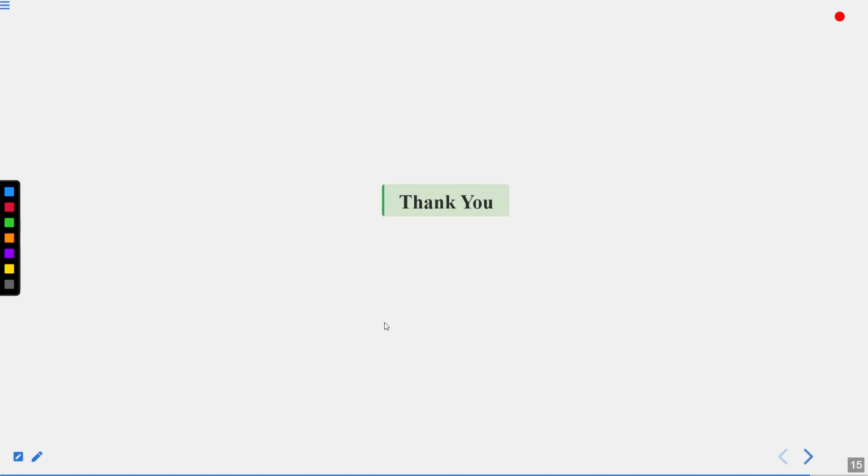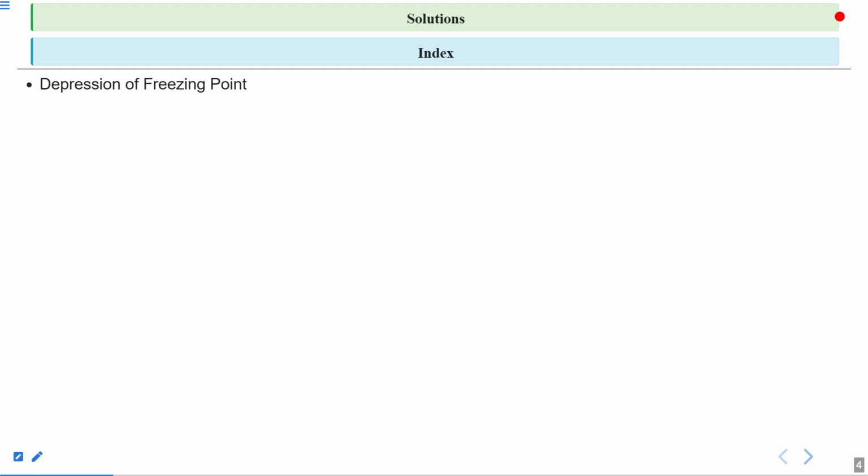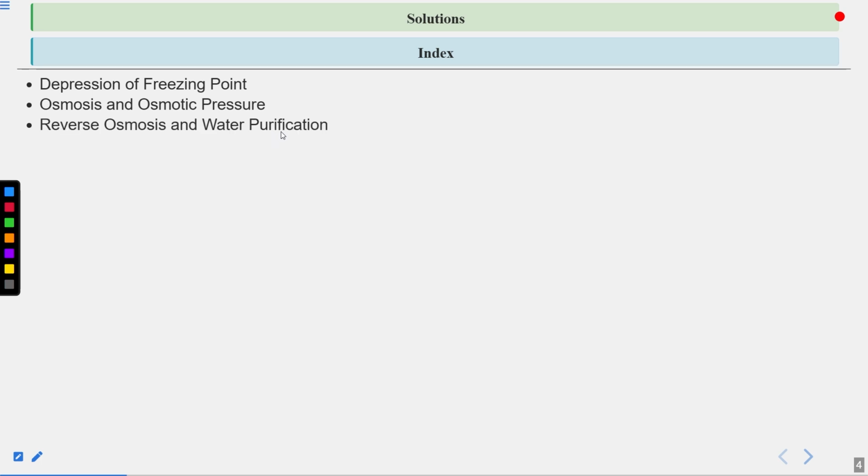Now we have completed two parts of the colligative properties. Two colligative properties are still left, so just wait for a while. The lecture is not over. We are left with the two colligative properties. The two already explained are vapor pressure lowering and elevation in boiling point. The next ones are the depression in freezing point and osmosis and osmotic pressure, reverse osmosis and water purification, abnormal molar masses, some examples related to it, and lastly in-text questions.